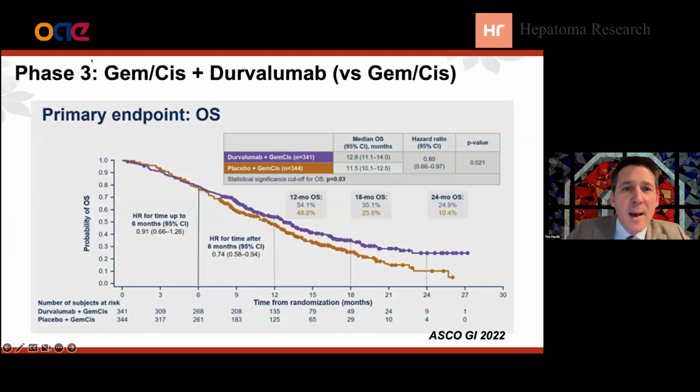And recently at ASCO last year, there was a trial presented of gem-cis plus durvalumab versus gem-cis alone, and it showed a modest benefit with regards to overall survival, with a 20% risk reduction relative to death.